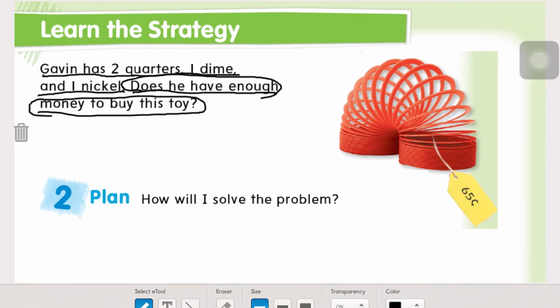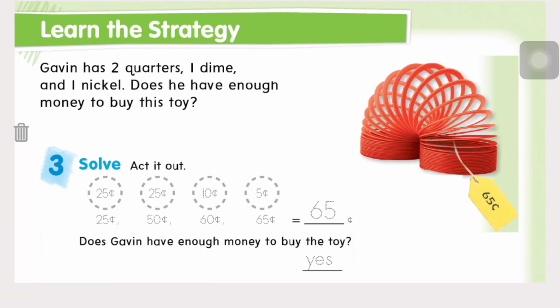So there's lots of different strategies. We could use actual coins to help us to solve this. We can use our e-tool coins to help us solve this. We could draw a picture to help us solve this. In this case, we're going to act it out by actually pretending like we are going to give that money for the toy. That way we can see if we are correct or not. So let's go on to step 3, which is acting it out.